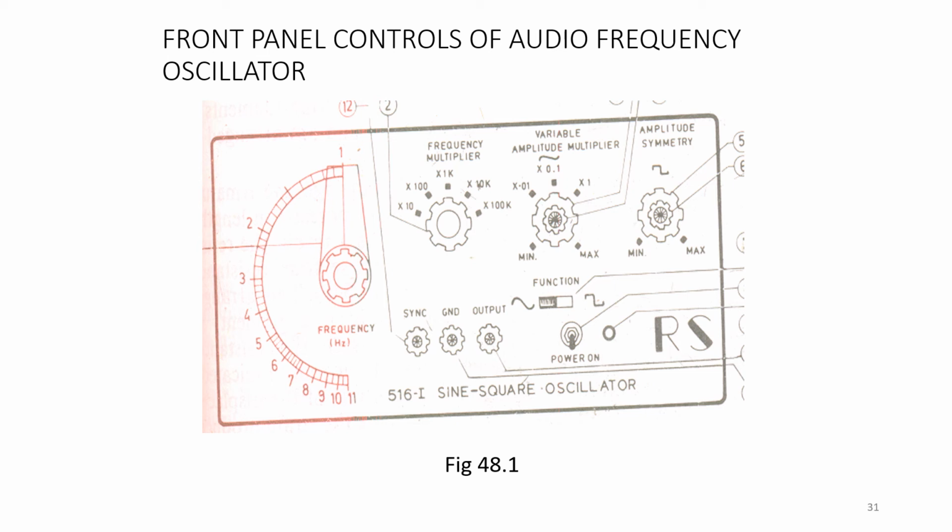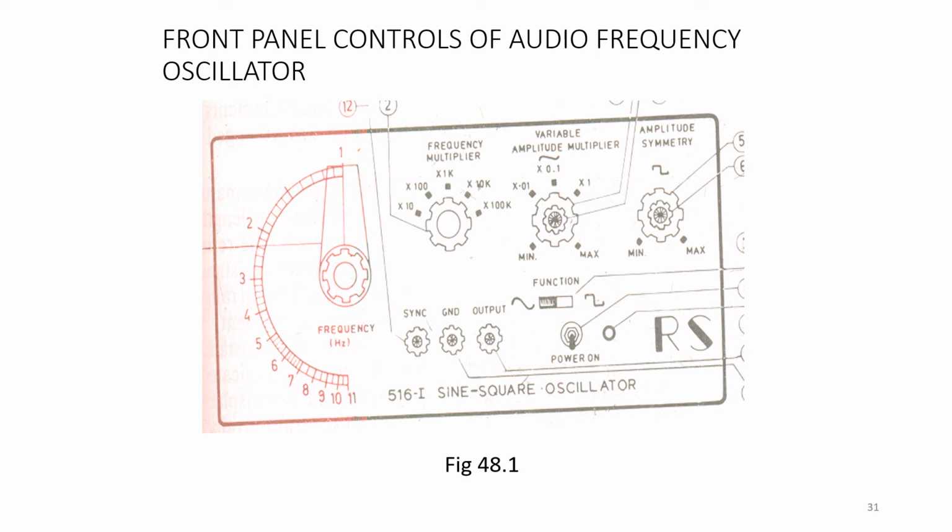Here, the frequency multiplier is nothing but, depending upon the position on which you put the switch, you have to multiply the reading on the calibrated dial shown in this figure with the frequency multiplier. Supposing the knob on this frequency dial is showing 2, and if your frequency multiplier is on 100, it means 2 into 100, 200 hertz. If the frequency multiplier is in the 1k position, then 2 into 1k, the frequency is 2 kilohertz.